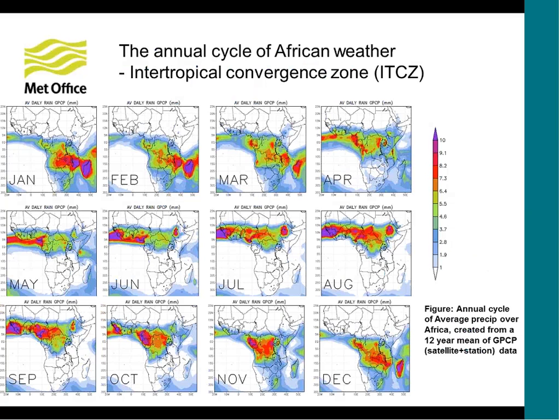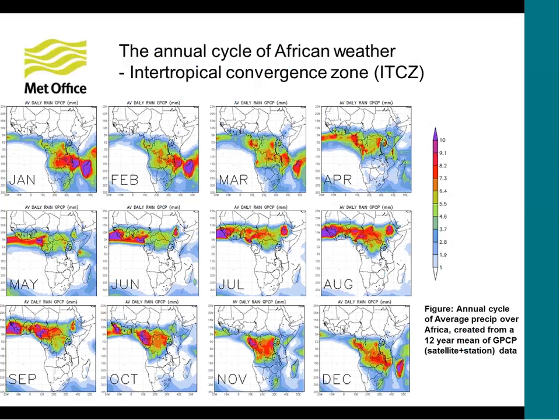So let's have a little look more at the general circulation. So going on to how the circulation changes through the seasons. This picture here is the annual cycle of average precipitation over Africa, and it's taken from a 12-year mean of GPCP data. GPCP data is satellite plus station data, so it uses gauge data as well as satellite data. And what you can see here is that from January through to February, March, the ITCZ, the main area of convection, is located in the southern part of the African continent, and it moves upwards in March, April, May, going northwards as the sun goes northwards.